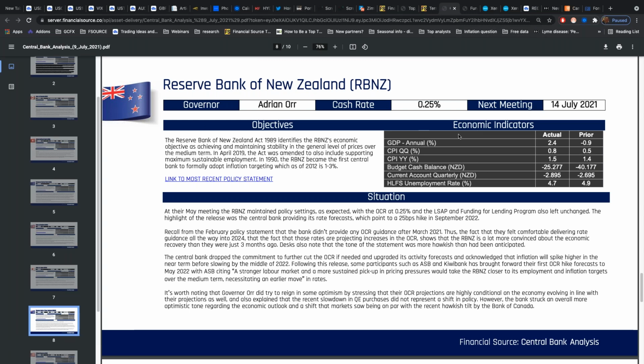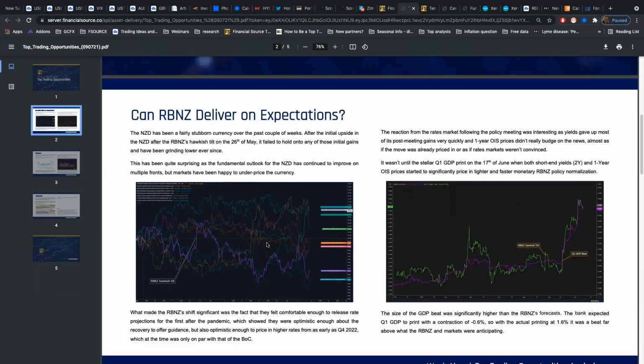The Reserve Bank of New Zealand, the last economic indicators from New Zealand have been very strong. GDP came in at 2.4%, fantastic. The prior was minus 0.9. Look at the CPI year on year, 1.5%. High GDP, high CPI, the unemployment rate low, so that's good. Three good readings. We've had three individual investment banks saying that they expect the RBNZ to hike interest rates this year. That's right, they expect the RBNZ to hike interest rates this year.